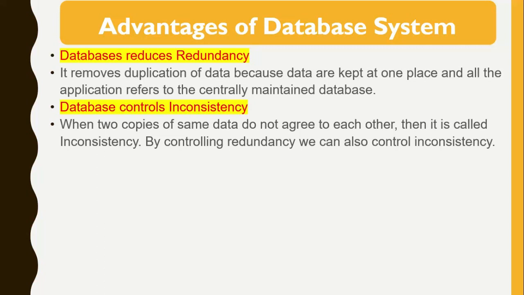So here a condition has come up and we will say that our database has become inconsistent. Okay, so when two copies of the same data do not agree to each other because both entries are different, then it is called database inconsistency. And by using database we can control this also.